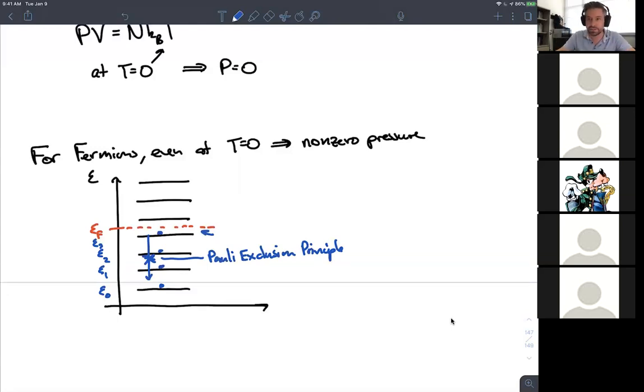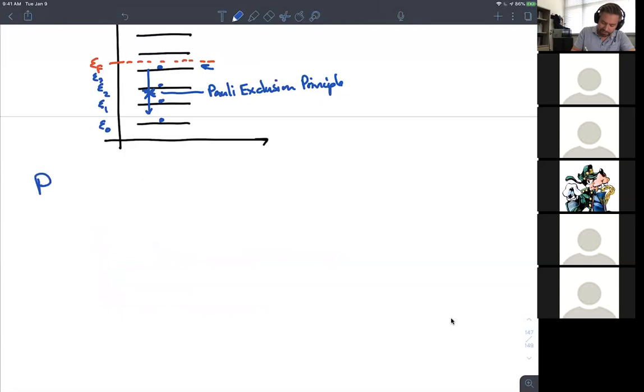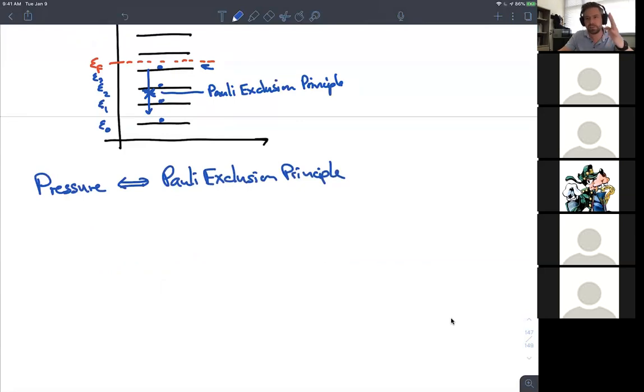So they still move around, and as a consequence, they still exert pressure on the containers that they are held in. All right, so in other words, pressure is a consequence of the Pauli exclusion principle. Okay, and this kind of pressure that arises as a consequence of the Pauli exclusion principle is what's referred to as degeneracy pressure.